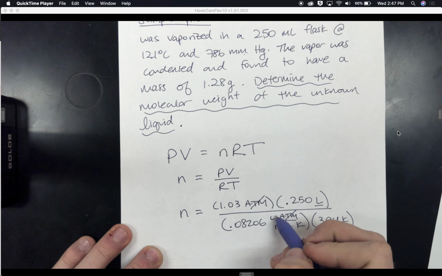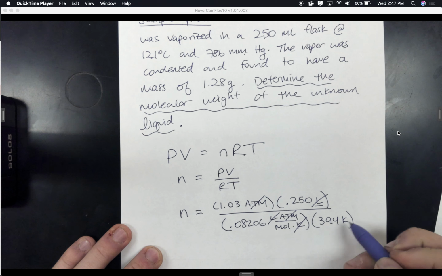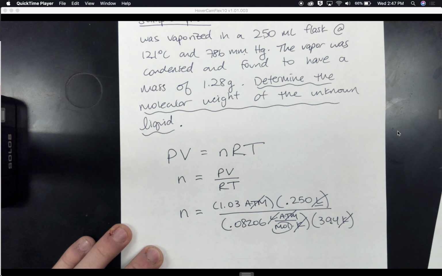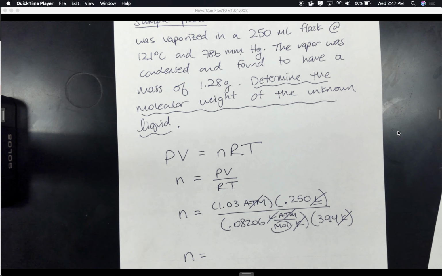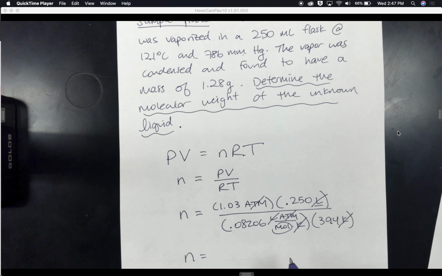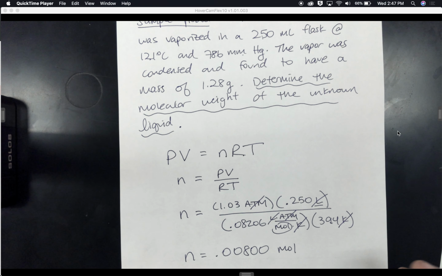ATMs cancels, liters cancels, Kelvins cancel. We're going to be left with moles. When we calculate on our calculator, we should get 0.00800 moles. I used 3 sig figs.